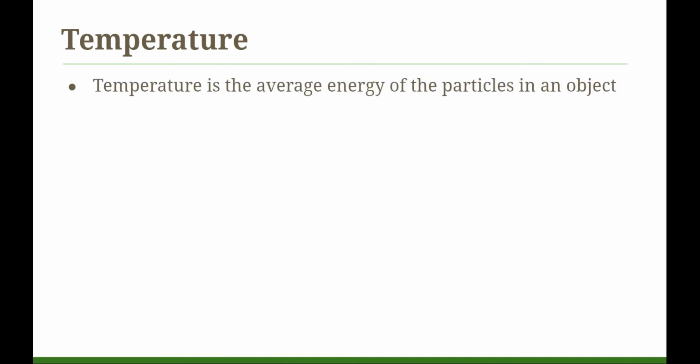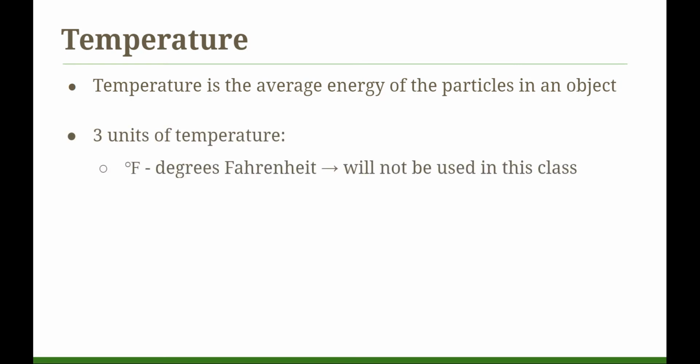Temperature is the average kinetic energy of the particles in an object. So there are three units that we use. Fahrenheit is what we're familiar with in the United States. We won't use that in physical science. We'll be sticking to the metric system. So in the metric system, we have degrees Celsius, and then sometimes it'll be helpful to talk about Kelvin. And Kelvin doesn't have a degrees with it, so you just say like 200 Kelvin is the temperature. You don't say degrees Kelvin.